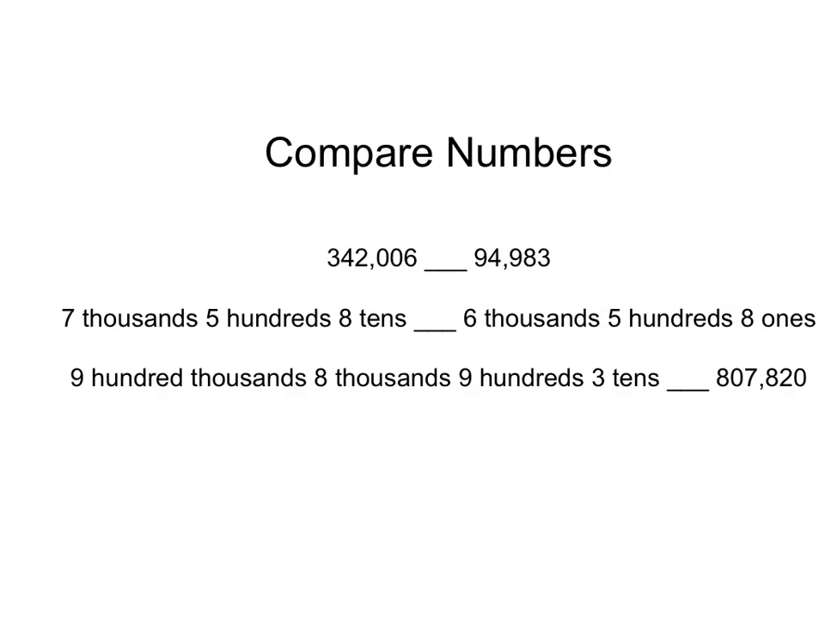Alrighty, the first thing we're going to do here is some comparing. So we're going to look at this first set of numbers right here. First thing I want you to do is say them out loud. You should have said 342,006, and then a blank, 94,983. We are going to compare whether it's greater than, less than, or equal to.